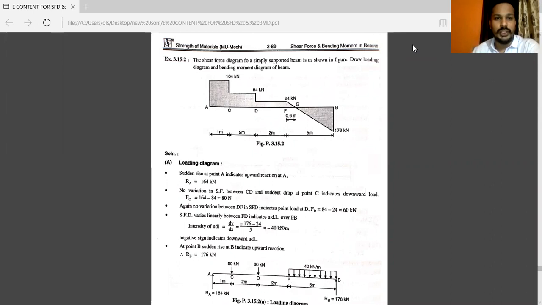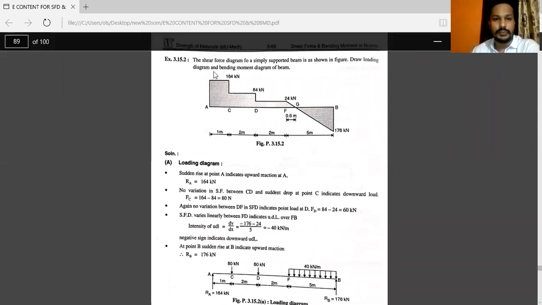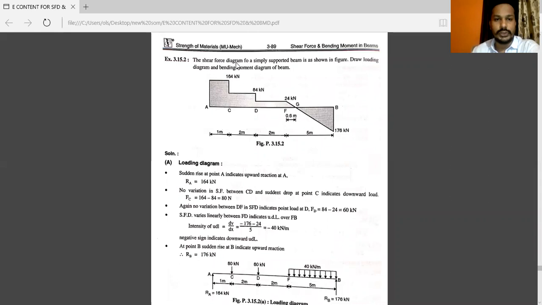Now see the given problem. The shear force diagram of a simply supported beam is shown in the figure. Draw the loading diagram and bending moment diagram of the beam. You can draw the bending moment diagram by using the loading diagram, but the important task is to draw the loading diagram by using the shear force diagram.